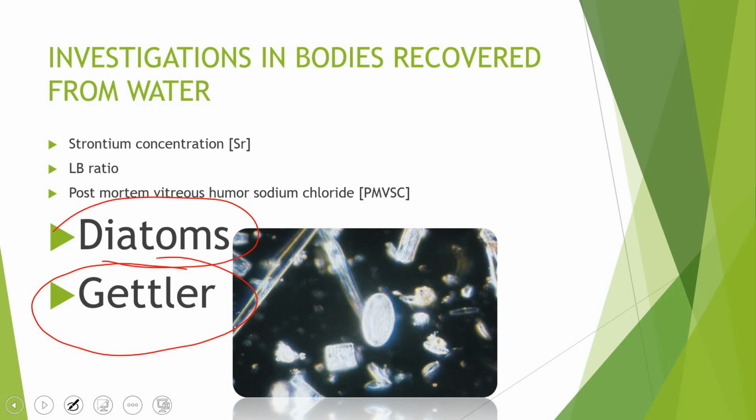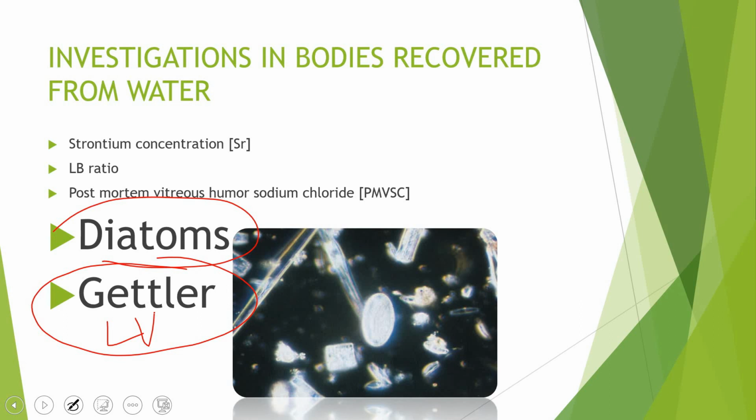What is a Gettler test? Gettler test is simply sodium chloride concentration, but which sodium chloride concentration? You check the sodium chloride concentration in the left ventricle. You take the fluid from the left ventricle of the body recovered from water, and test this fluid and determine the concentration of sodium chloride in the fluid of the left ventricle of the body. This helps to establish the cause of death as drowning. So that's all about the different types of drowning and the pathophysiological patterns.